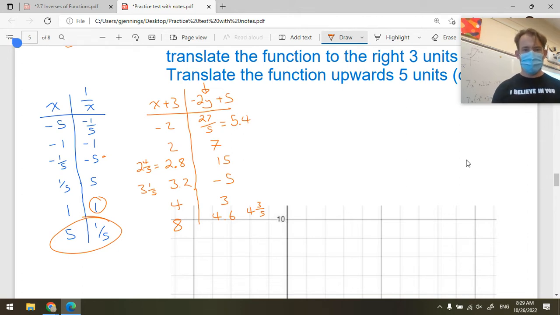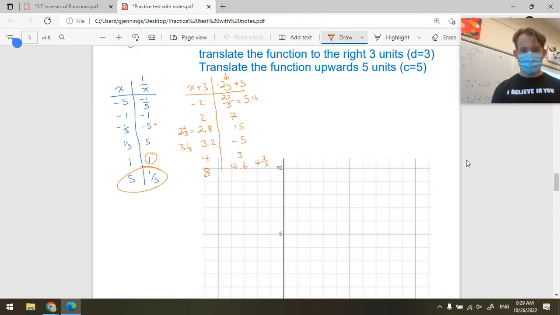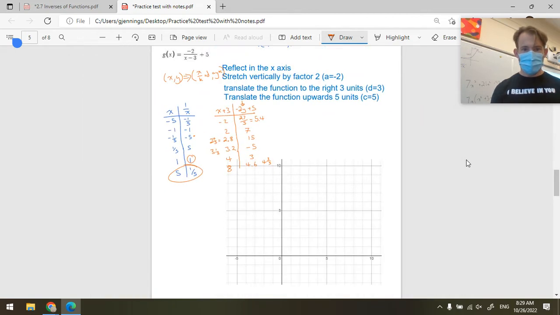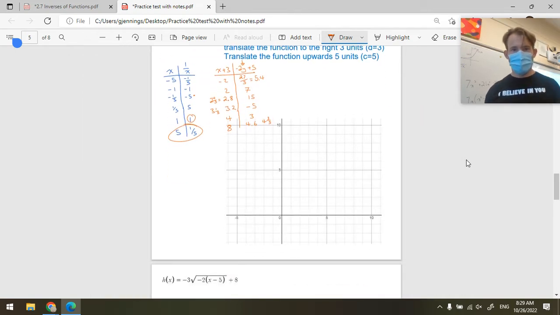So now I can just graph my new table of values. So let's put these values onto the graph. All right, so I'm going to start with (-2, 5.4). Here's (-2, 5.4), about there. All right, and then (2, 7). So there's (2, 7).